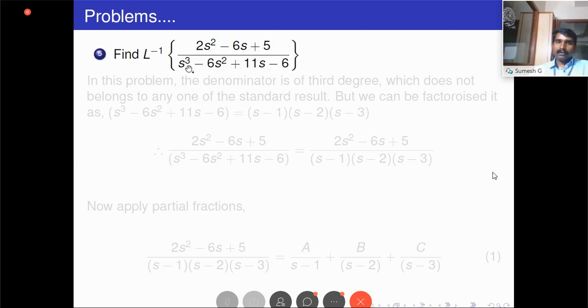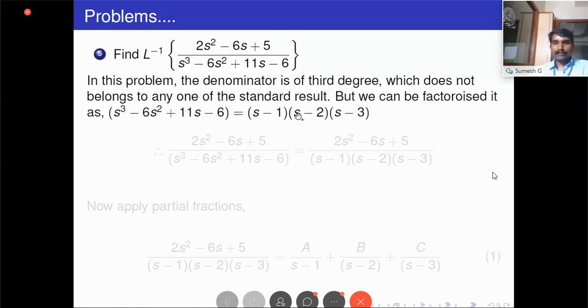So we have to factorize it, because a third degree expression can be factorized into a first degree term and a second degree term. Here we can factorize it as (s − 1)(s − 2)(s − 3). And this can be done by using a calculator. We can solve the equation s³ − 6s² + 11s − 6 equated as 0, and using the calculator we can find the roots.